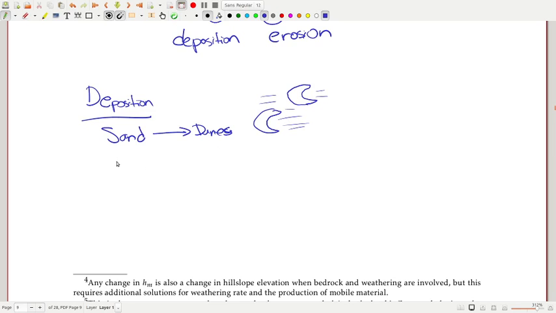You can also think about loess. So this is going to be loess here, which is silt material. And this is just going to create kind of larger, thick deposits. So silt creates loess deposits. And this is going to be looking in cross section. So right here, we're looking at Z being up. Here, we're going to look at Z being up this way.